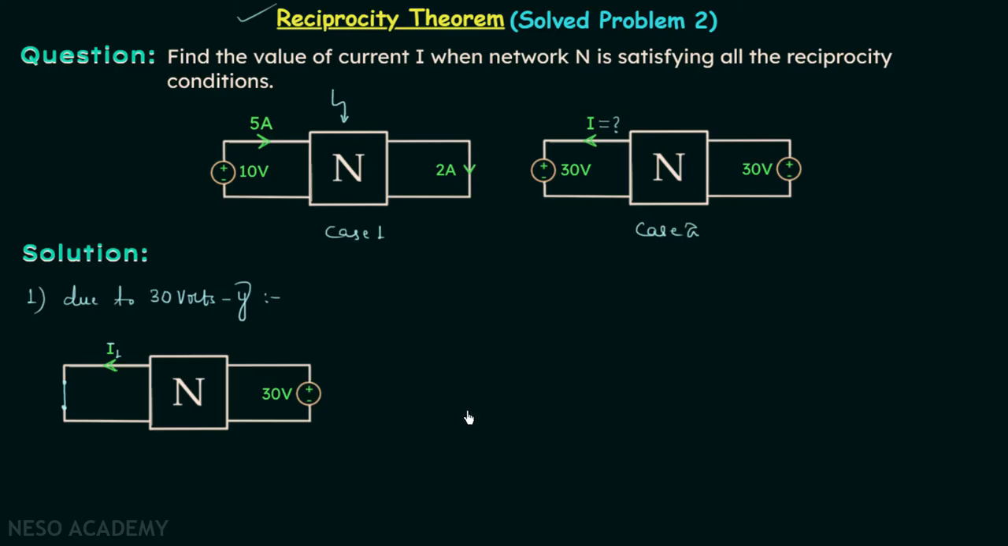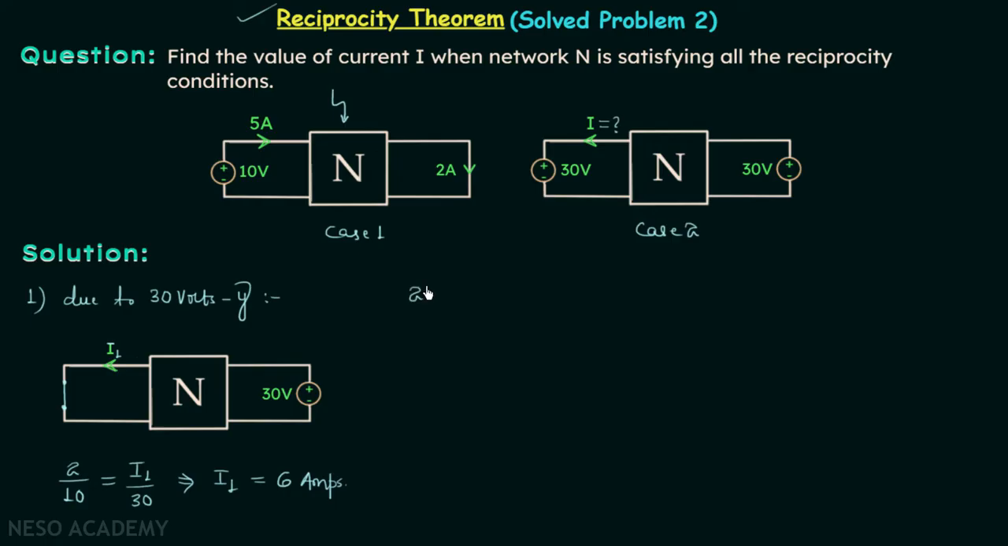We know the ratio of response to excitation in the two cases will remain the same. In this case, the ratio of response to excitation is 2/10. And in this case, it is equal to I1/30. And they are same according to reciprocity theorem. From here we will have current I1 easily. It is equal to 6 amperes. So in this way we are done with calculating current due to this source.